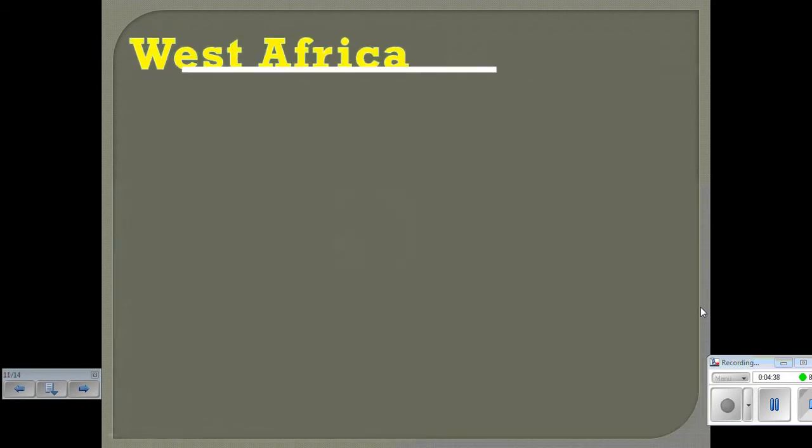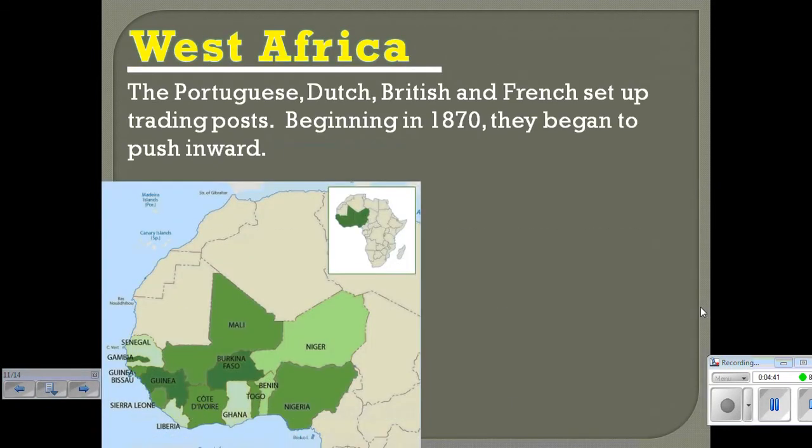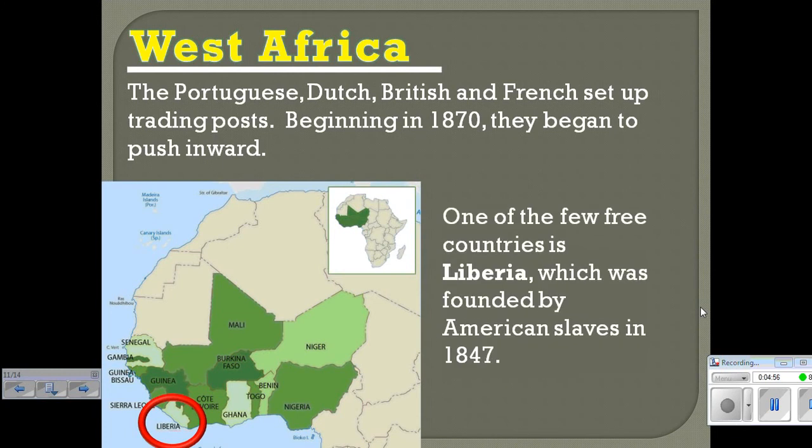But the British use that as their pipeline to get quick access to India. In West Africa, the Portuguese, Dutch, British, and French all set up trading posts, and starting around the year 1870, they start to push inward and take over more land. I just want to mention one little country on the west coast of Africa, Liberia. Liberia will become a free country, and it's actually founded by American slaves. It is still there today, and we have very close ties to this country.